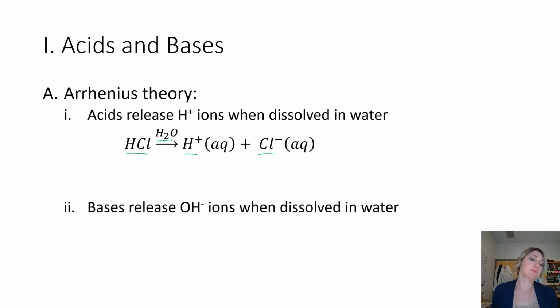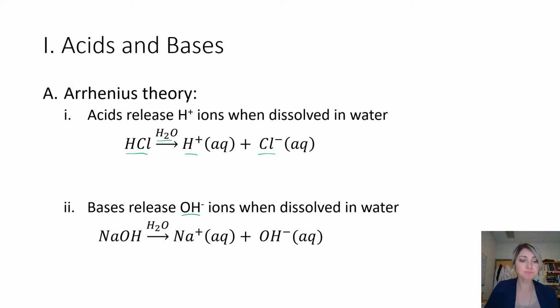An Arrhenius base will release hydroxide ions when dissolved in water. Let's look at that reaction. If I took sodium hydroxide and dissolved it in water, I would expect to get a sodium cation and a hydroxide anion.